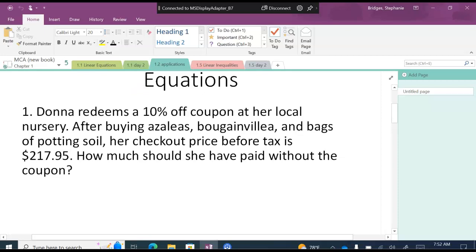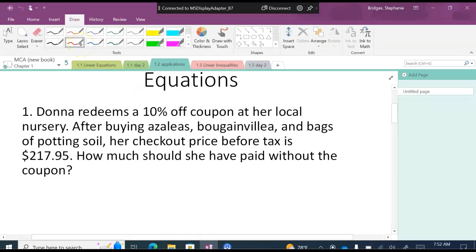So I'm going to first define my variable. What is it I'm looking for? And I'm just going to write it down so I don't forget. Sometimes we set our variable and then we have to do a little bit extra with it afterwards because that's not actually what they're asking us for. Okay. So in this case, X is going to be the total cost before the coupon.